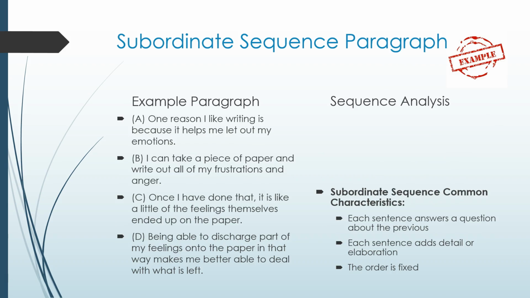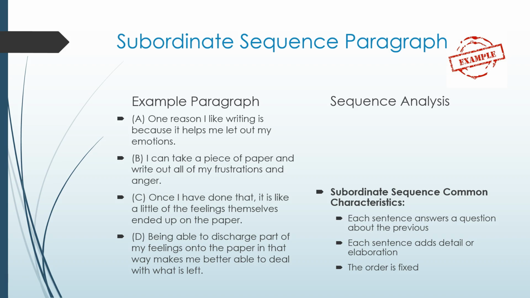Again, we'll read through a sample paragraph, label it using sentence sequencing, and then review the common characteristics. In this case, the paragraph reads as follows. One reason I like writing is because it helps me let out my emotions. I could take a piece of paper and write out all of my frustrations and anger. Once I've done that, it's like a little of the feelings themselves ended up on the paper. Being able to discharge part of my feelings onto the paper in that way makes me better able to deal with what's left.